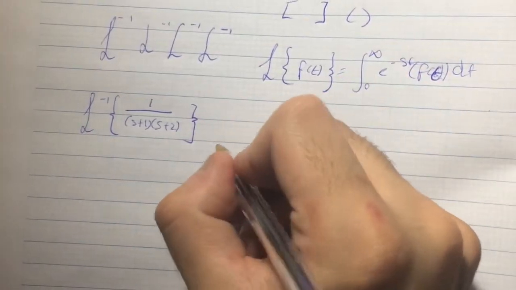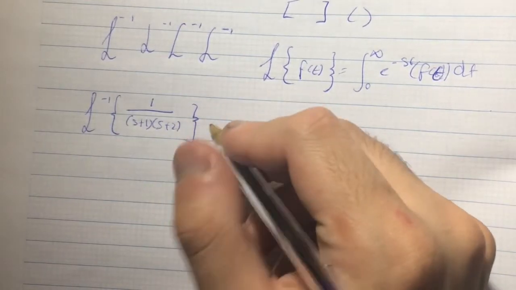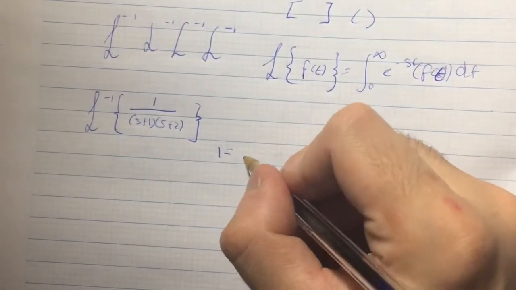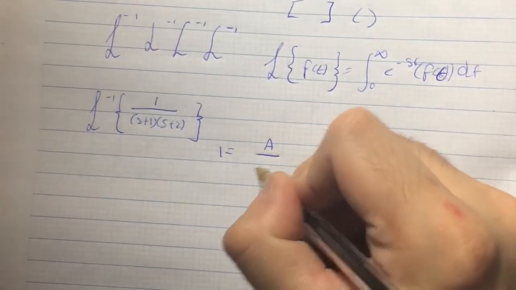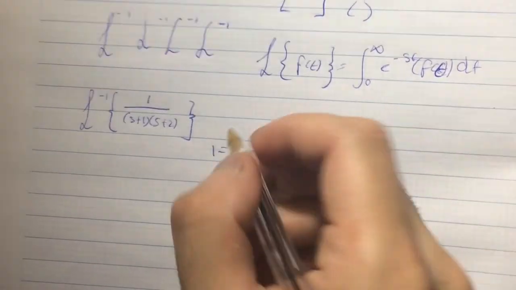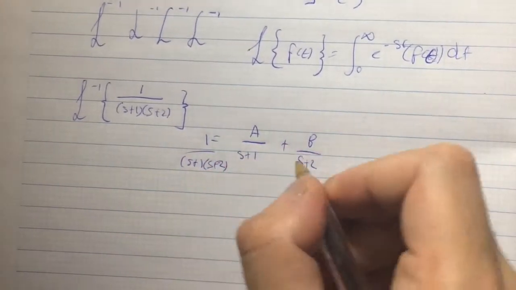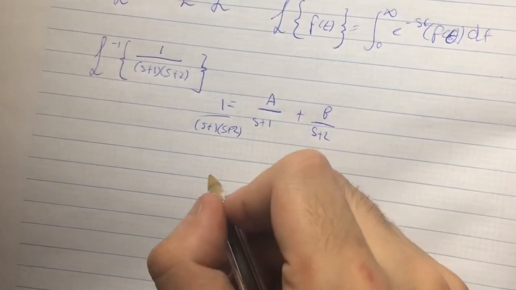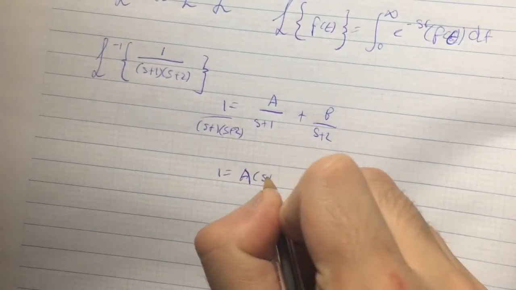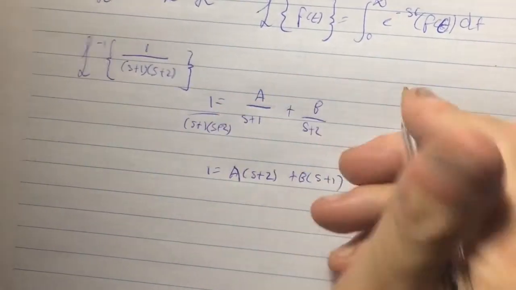So how do we do this? Well, you can apply the same methods you do with integration. You can do inverse Laplace transforms by partial fractions. So this can be rewritten as 1 equals A over s plus 1 plus B over s plus 2, and obviously that's still over (s plus 1)(s plus 2). I'm not really going to explain the whole method of partial fractions. So 1 is equal to A multiplied by (s plus 2) plus B(s plus 1). I just cross multiplied, right?